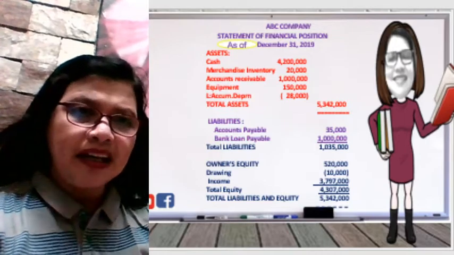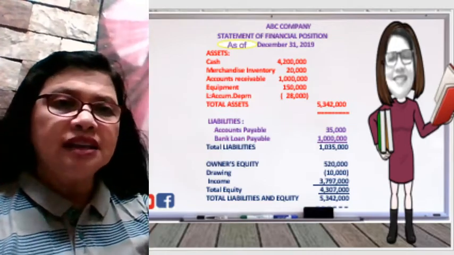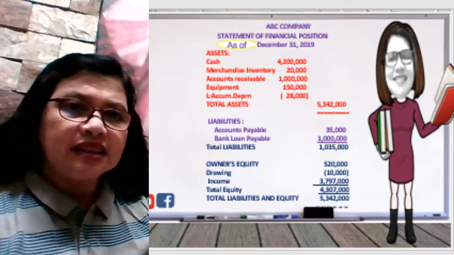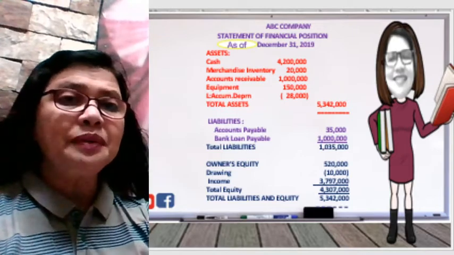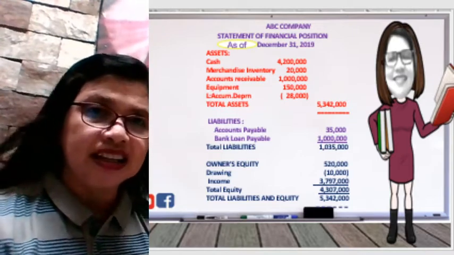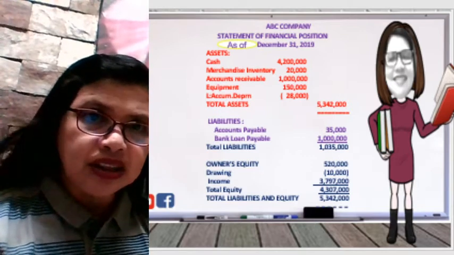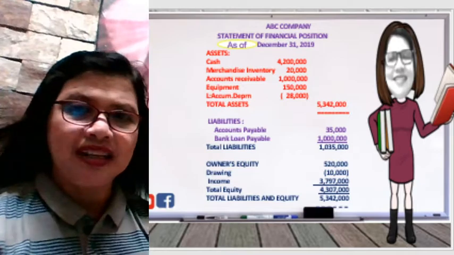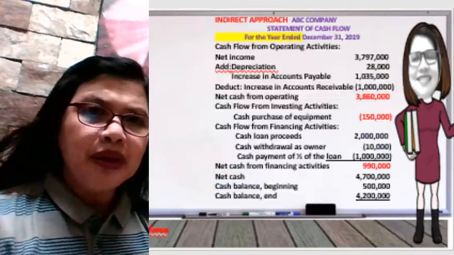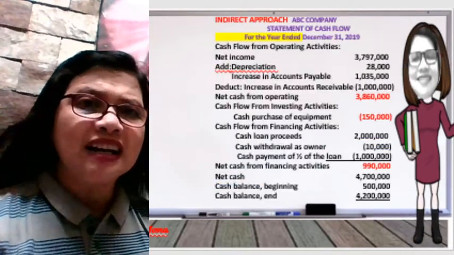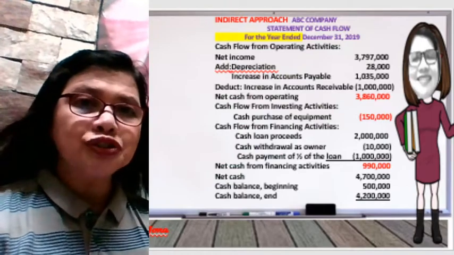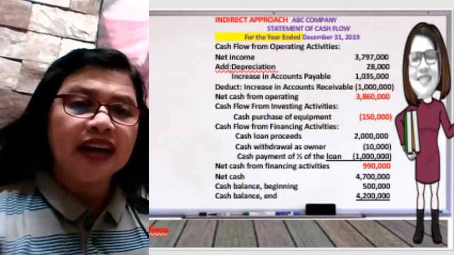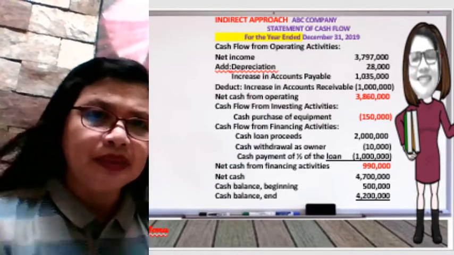From the trial balance, all the accounts in the assets, liabilities, and owner's equity will be transferred to your balance sheet. So here it is. The total assets is now equal to your total liabilities and equity. Now we can prepare the indirect approach of the statement of cash flows. Okay, let's discuss this one by one.